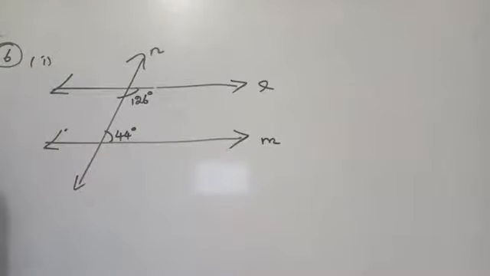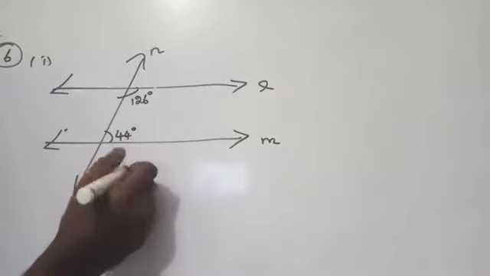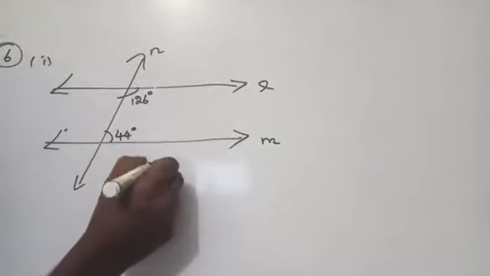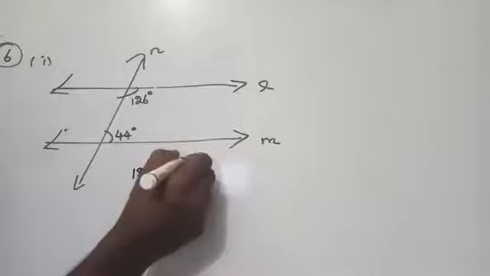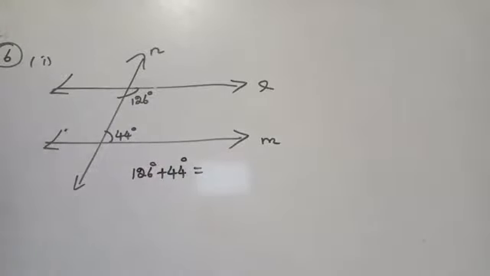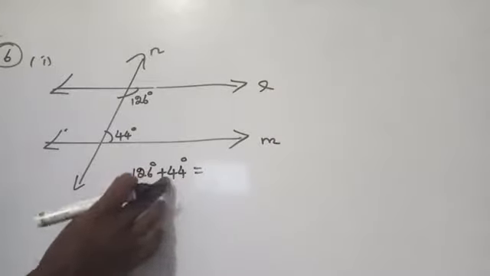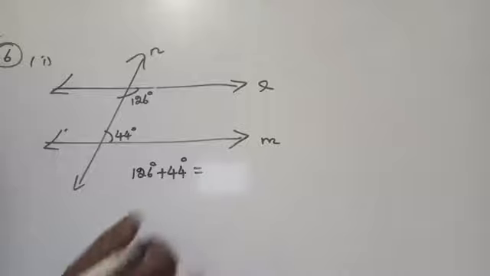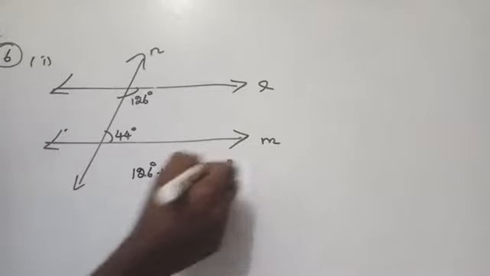If two lines are intersected by a transversal in such a way that co-interior angles on the same side of the transversal are supplementary, then the two lines are parallel. Otherwise these two lines are not parallel. Now first you find the sum of 126 plus 44. 126 plus 4 is 130. 130 plus 40 is what, dear? 170 degree.